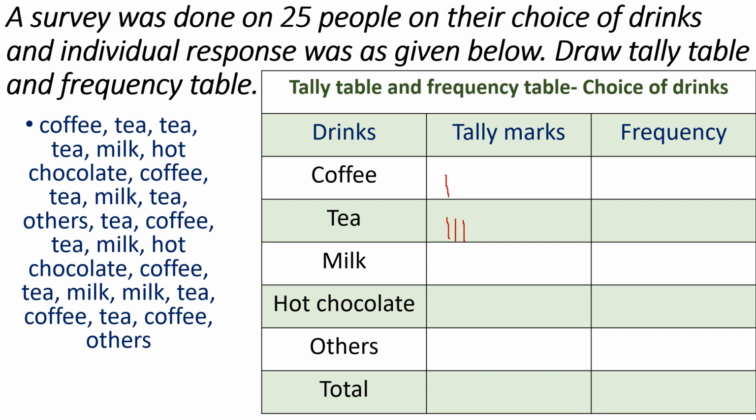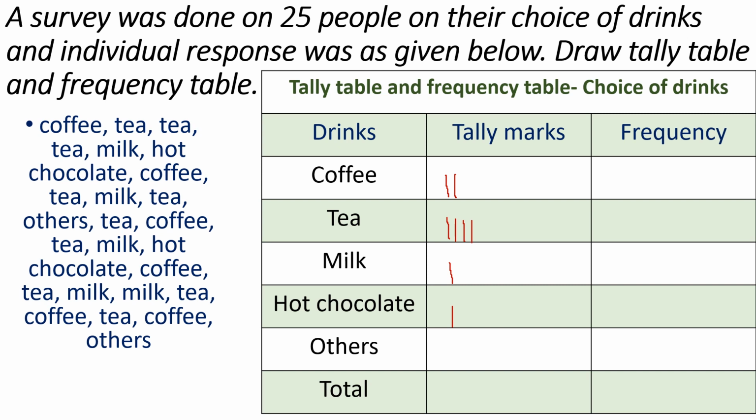Then fourth response is milk. It means we will draw one tally mark in front of milk. Then hot chocolate. It means we will draw one tally mark in front of hot chocolate. Then coffee. Next response is coffee. So we will draw one tally mark in front of coffee. Then tea. It means we will draw one tally mark in front of tea.